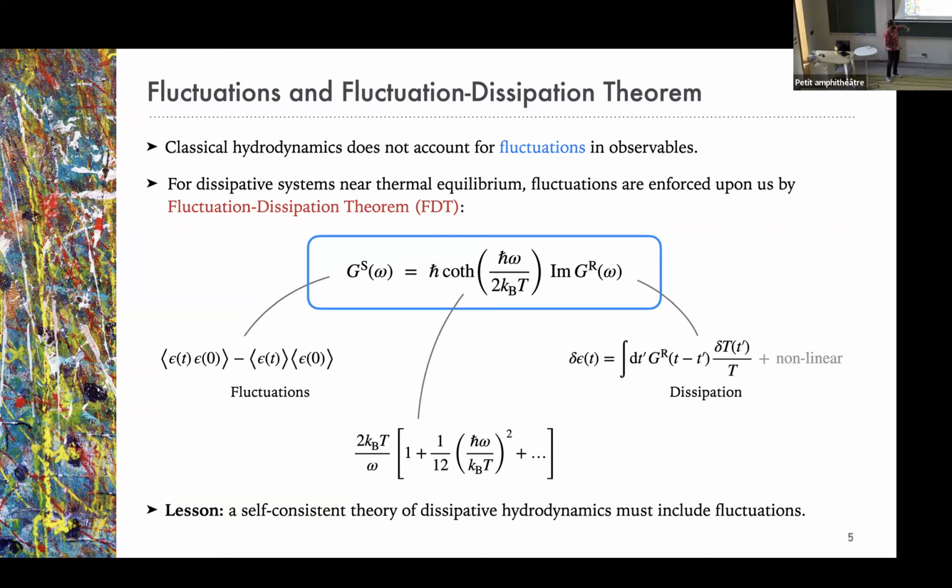And the takeaway that I want to take from here is that any self-consistent theory of dissipative hydrodynamics must include fluctuations. Now, I'm not dissing people who don't do stochastic hydrodynamics. Of course, you can make a case for when fluctuations are not important, in large N, in large systems, and so on. But just as a consistency principle, you should always include fluctuations in a self-consistent theory of hydrodynamics, is what I'm trying to say.